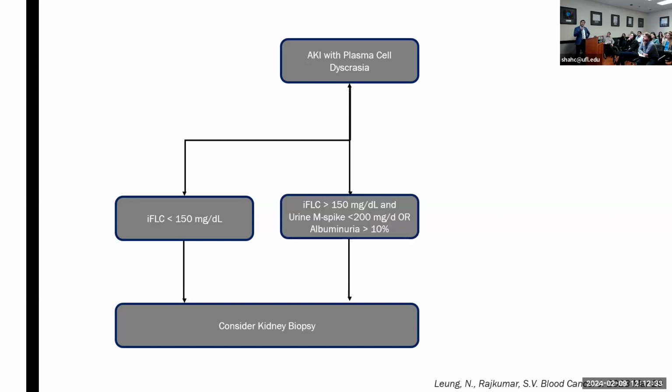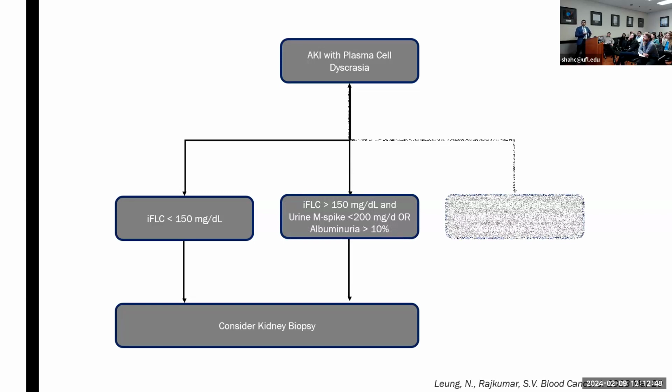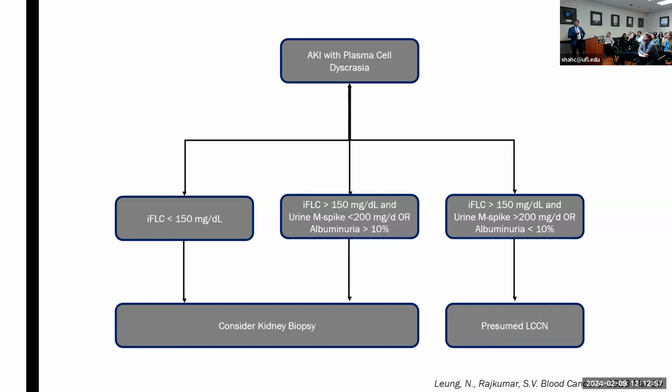If these patients have more than 150 milligram per deciliter light chain, but have albuminuria more than 10%, again, we should consider kidney biopsy because the chances of having light chain deposition disease or amyloidosis is higher. However, if we have involved free light chain more than 150 milligram per deciliter and albuminuria is less than 10%, we can omit biopsy and presume these patients have light chain cast nephropathy. This is the proposed algorithm.